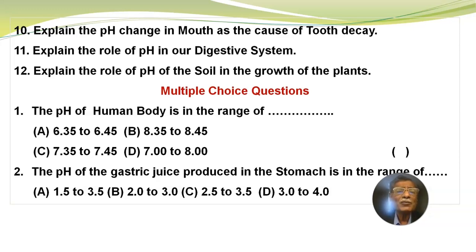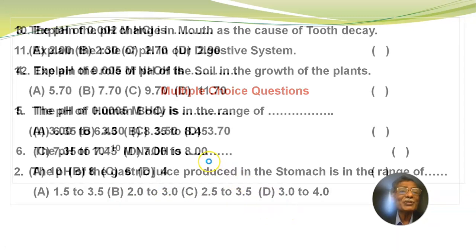Now, let us see a few multiple choice questions also. 1. The pH of human body is in the range of A. 6.35 to 6.45, B. 8.35 to 8.45, C. 7.35 to 7.45, D. 7.0 to 8.0. Question 2. The pH of the gastric juice produced in the stomach is in the range of A. 1.5 to 3.5, B. 2.0 to 3.0, C. 2.5 to 3.5, D. 3.0 to 4.0.